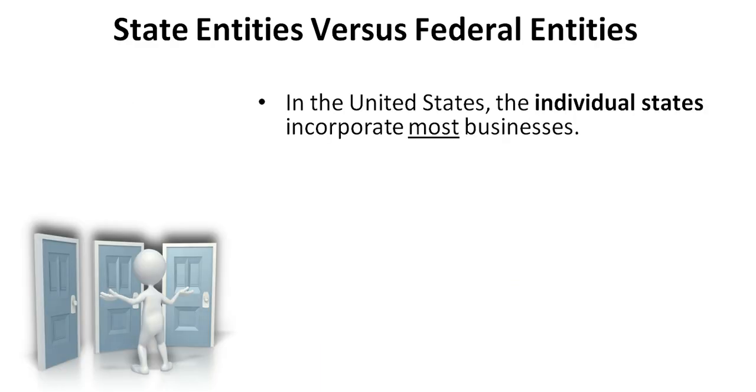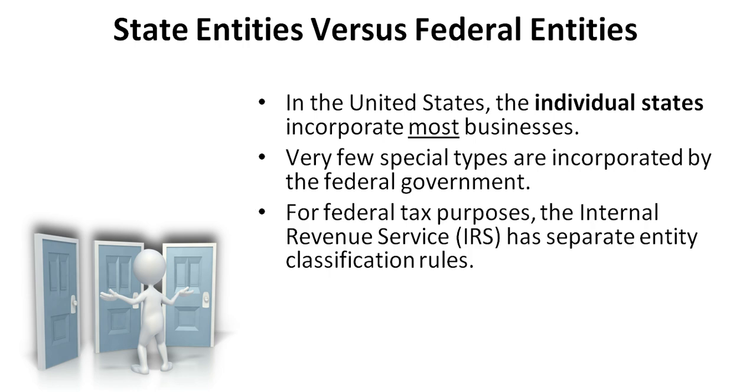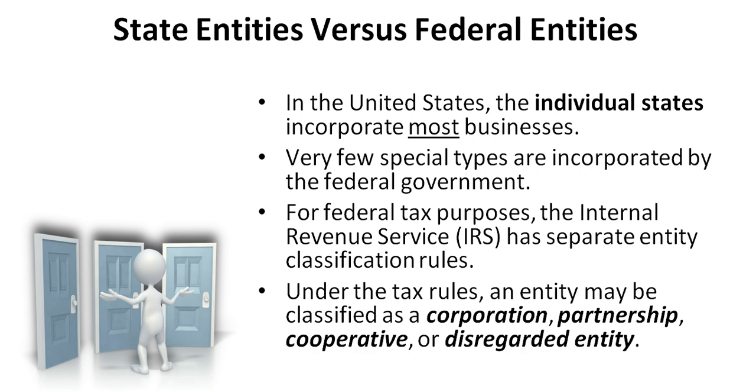In the United States, the individual states incorporate most businesses. Very few special types are incorporated by the federal government. For federal tax purposes, the Internal Revenue Service, or IRS, has separate entity classification rules. Under the tax rules, an entity may be classified as a corporation, partnership, cooperative, or disregarded entity.